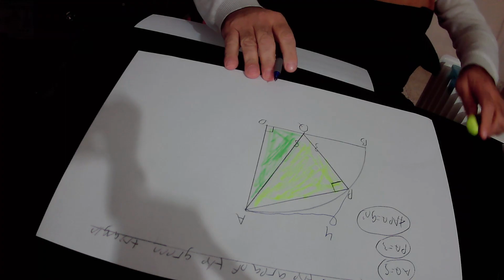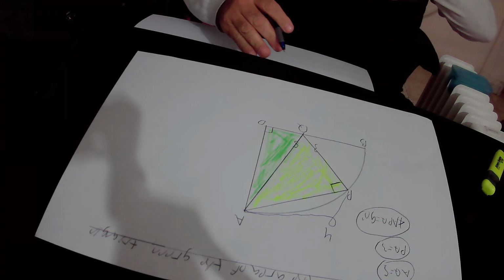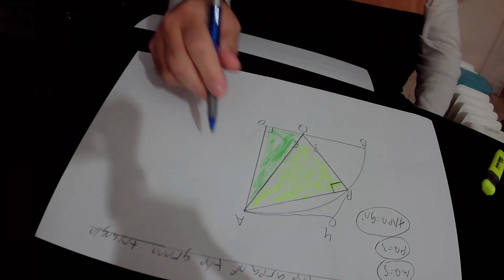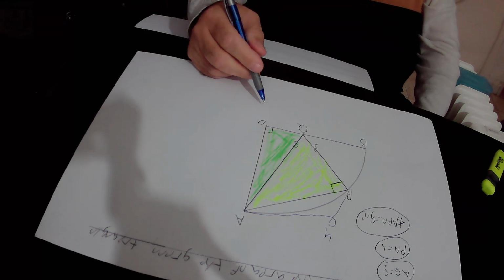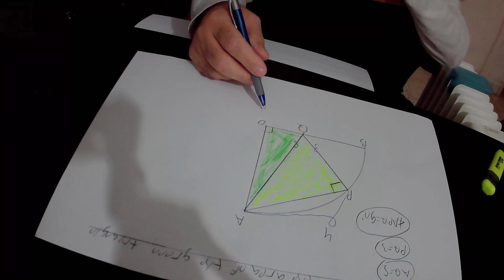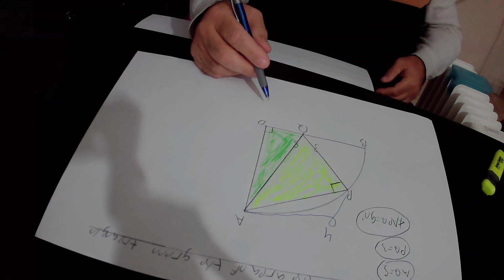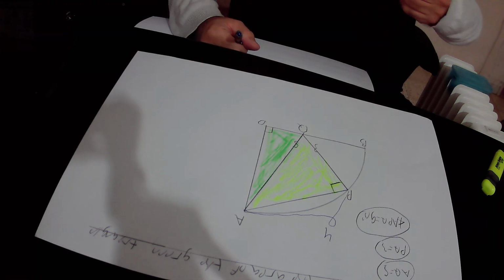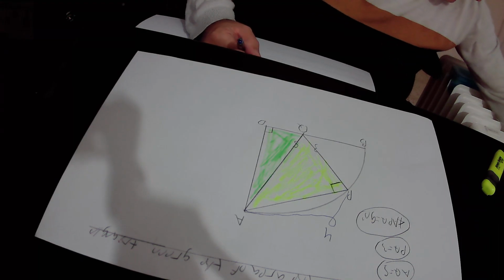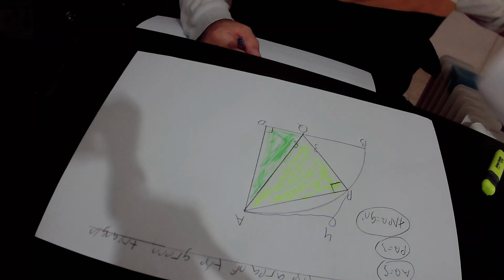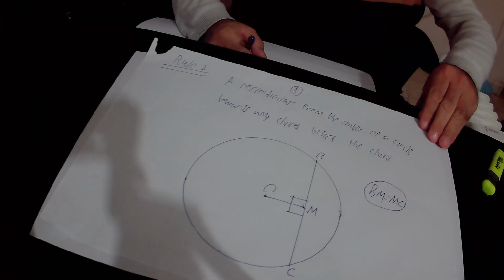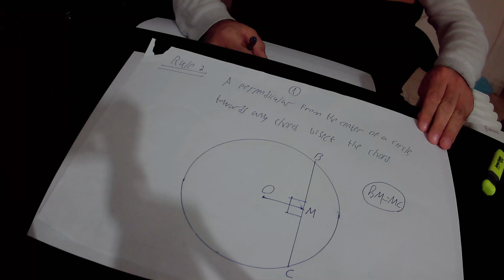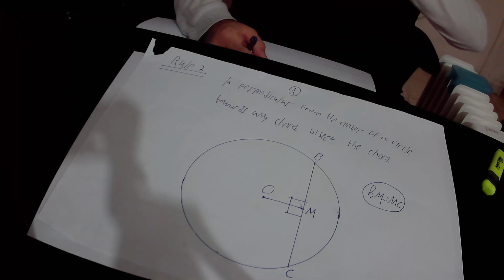AOB is a quarter circle, and we can easily complete the quarter circle to a circle, and then point O will be the center of the circle. So we have rule number 2 that states that a perpendicular from the center of the circle towards any chord bisects the chord. I repeat again, according to rule number 2, a perpendicular from the center of the circle towards any chord bisects the chord.